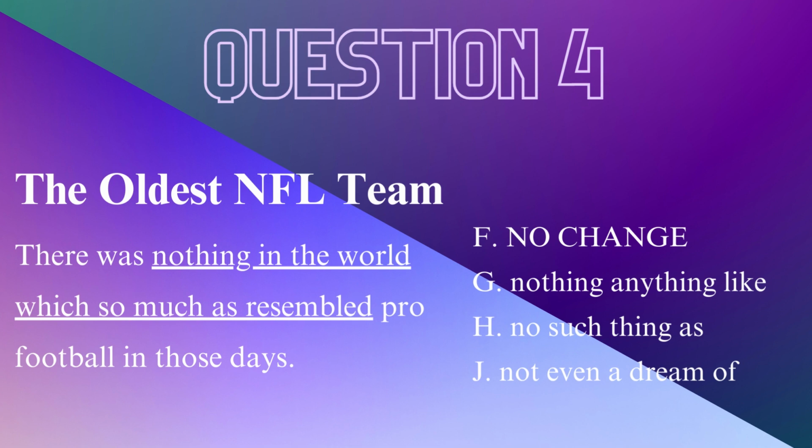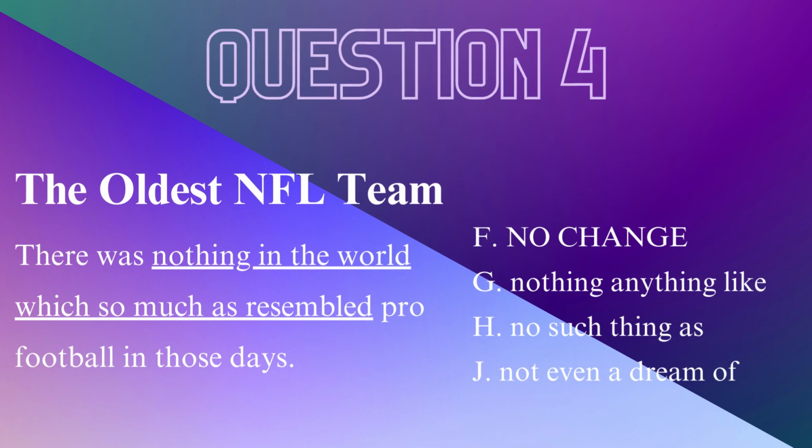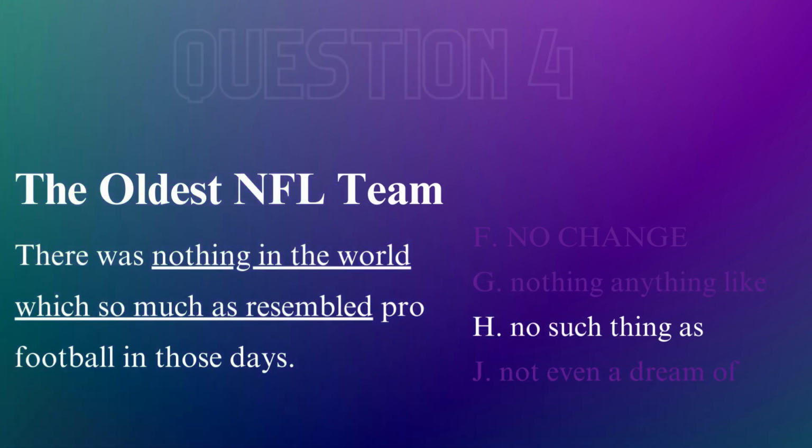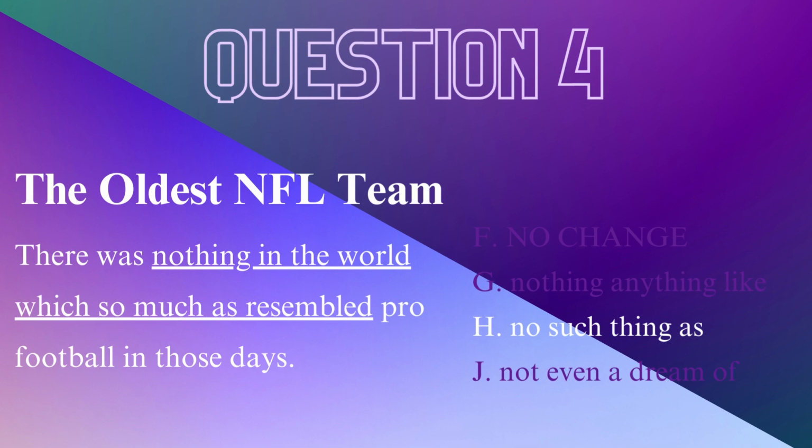So when I substituted that, which one really sounded more natural and made more sense? Well, we automatically should know that nothing in the world which so much as resembled is way too wordy. So I know that I can eliminate F, no change, as a choice. So really I'm left with the rest, and I see that G and J are really kind of similar. It's just better, it's clearer to just say no such thing as. That sounds clearer and much more natural.